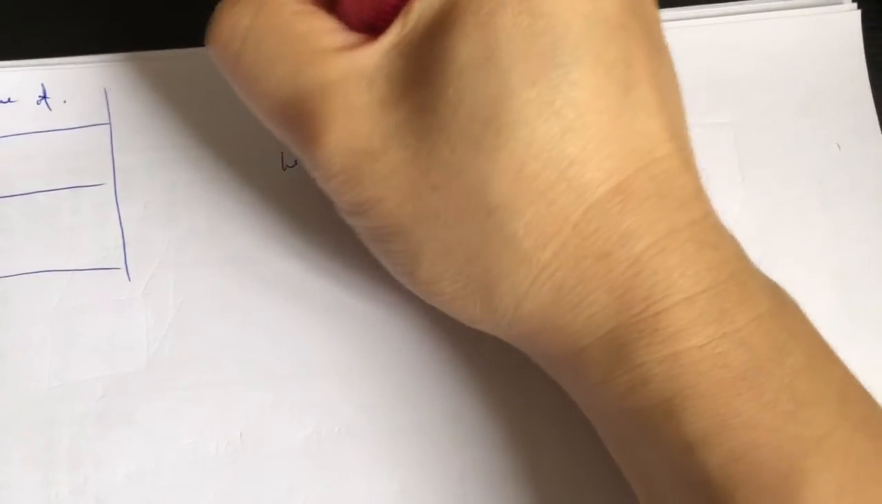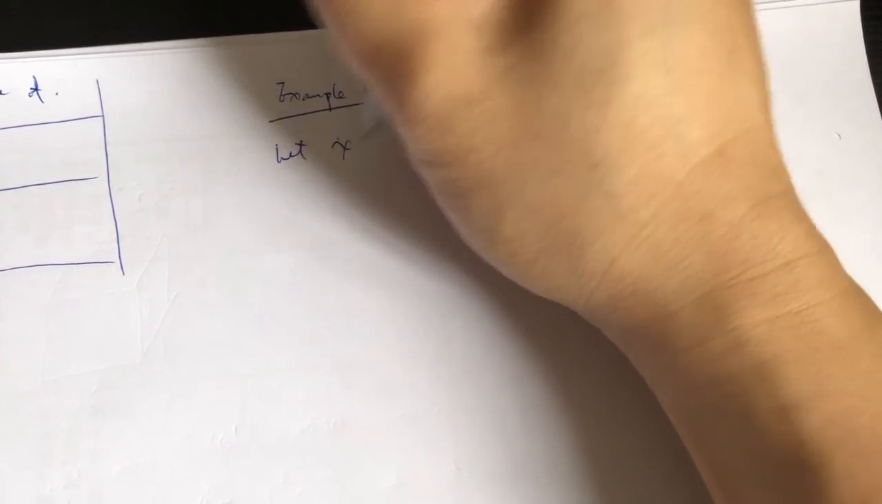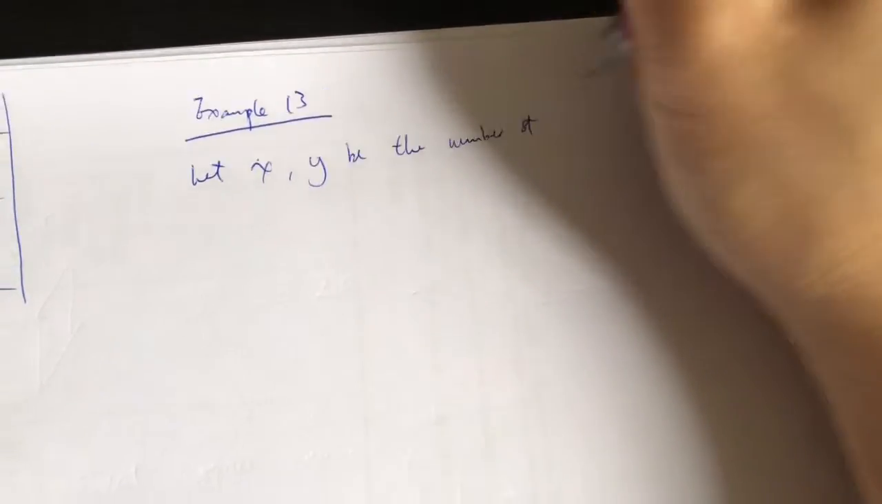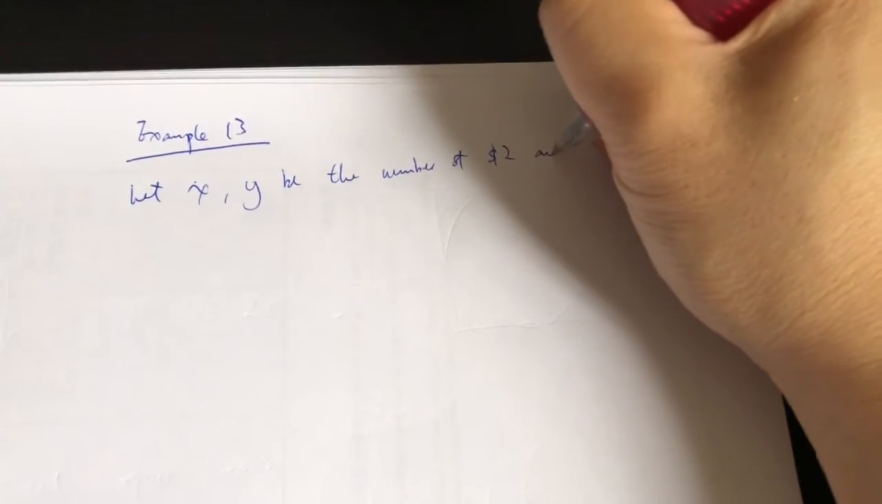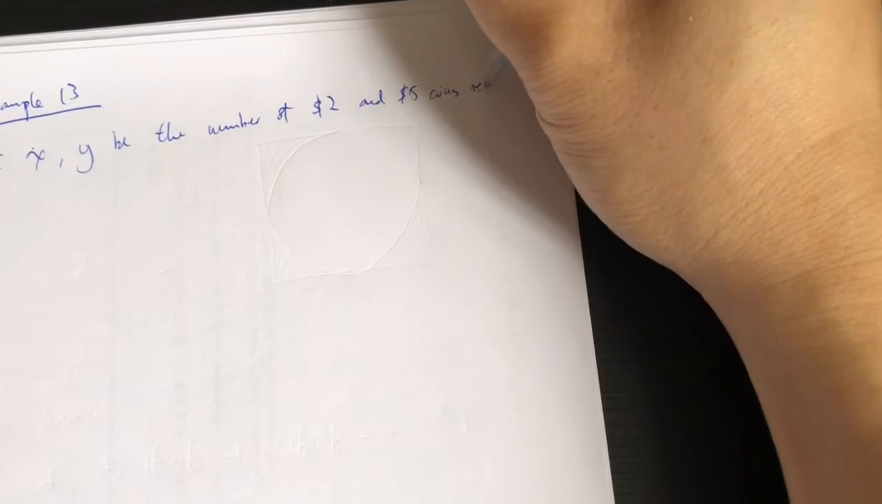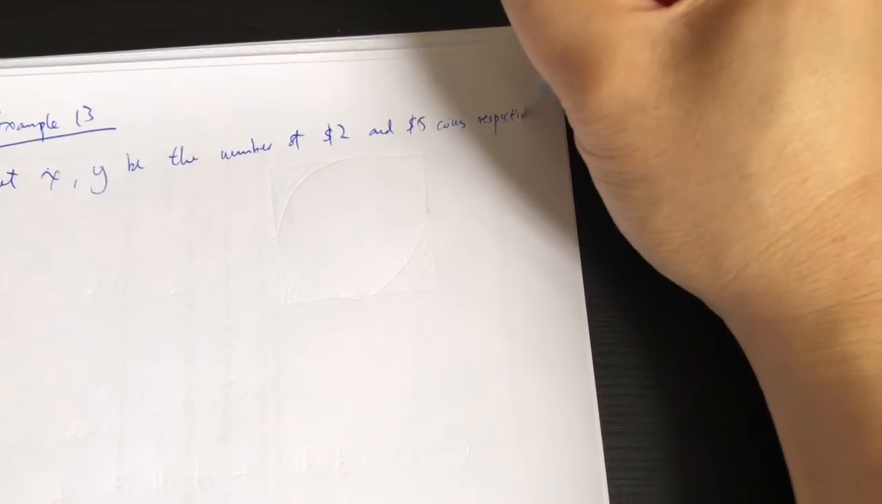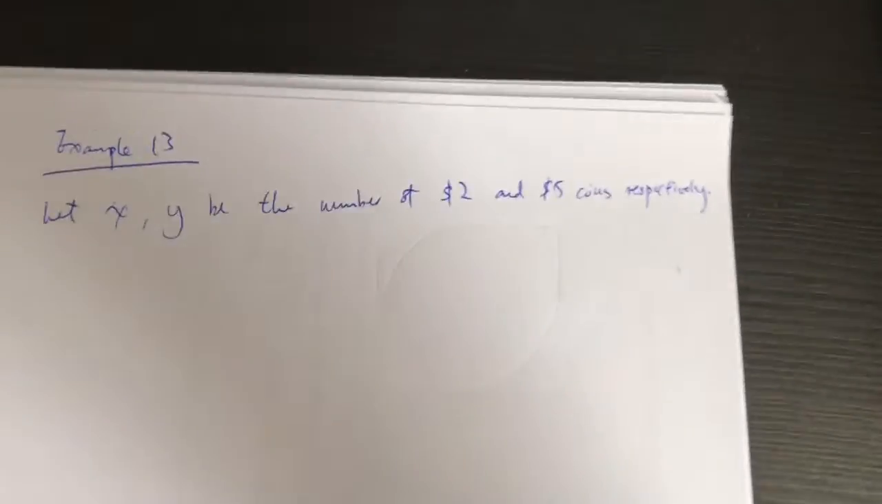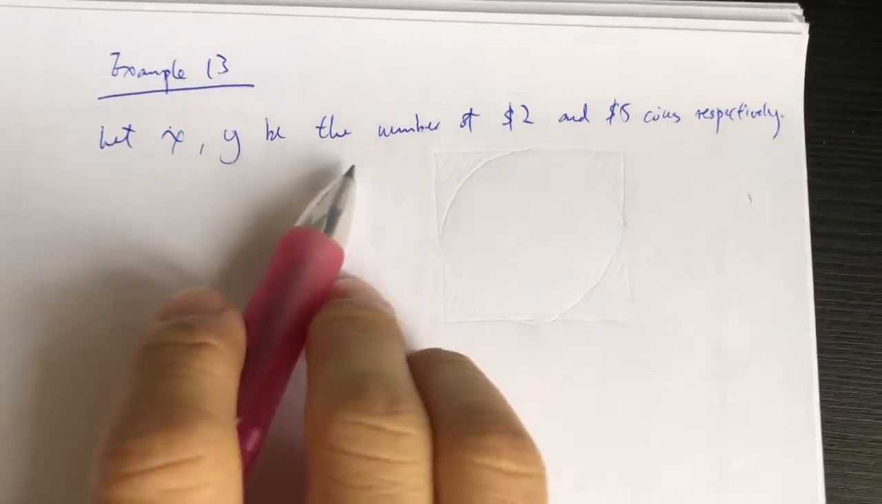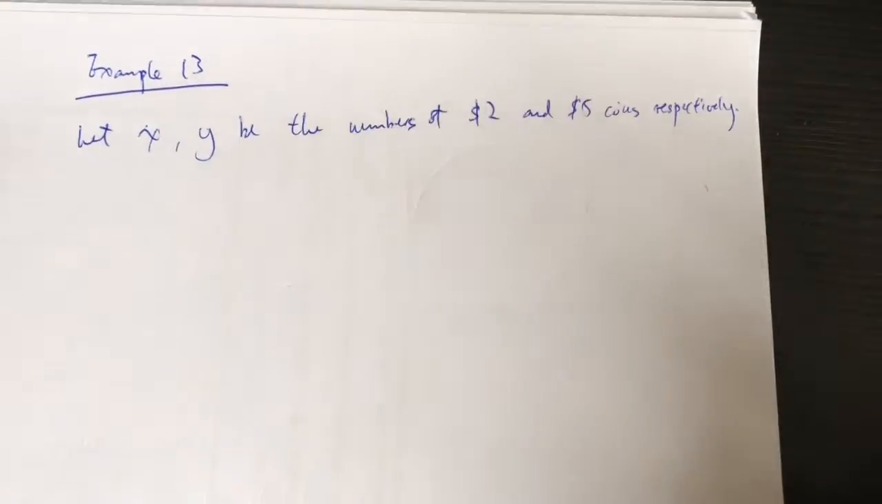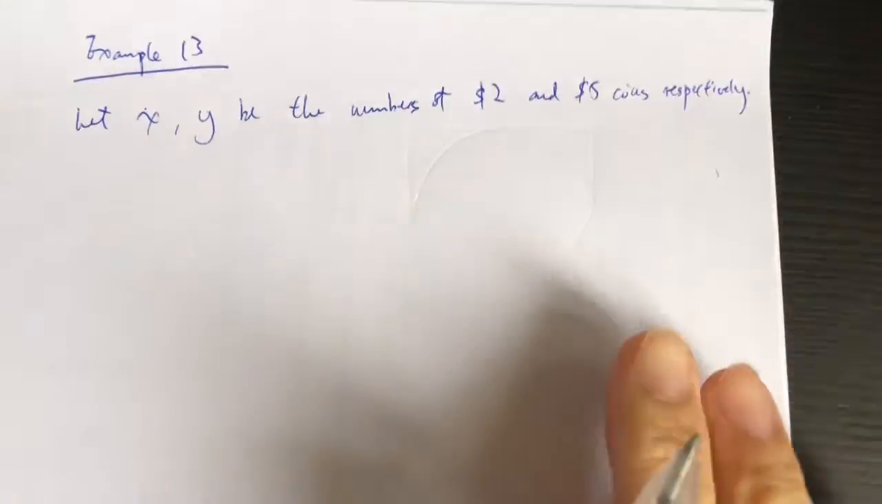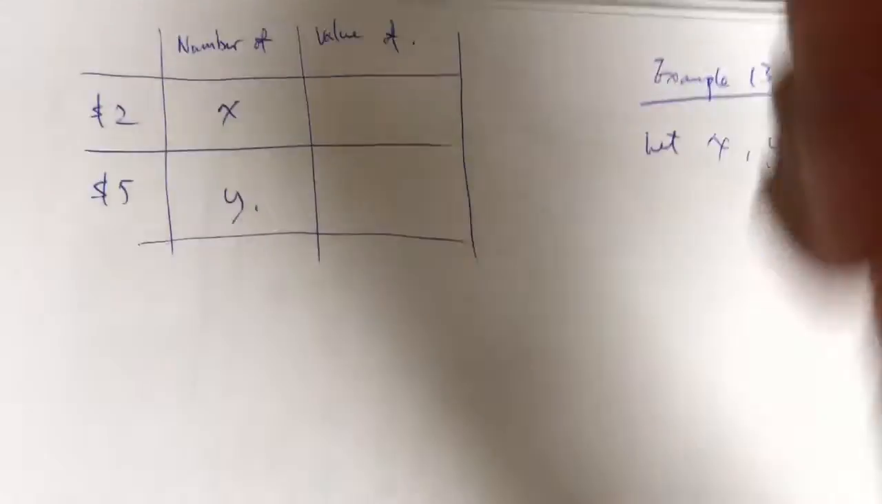Okay, so let x, y be the number of $2 and $5 coins respectively. Okay, so let x and y be the numbers of $2 and $5 coins respectively. Alright. Okay, and then let's think about the value.